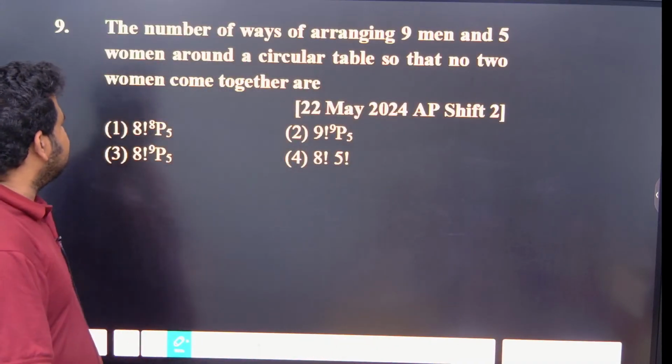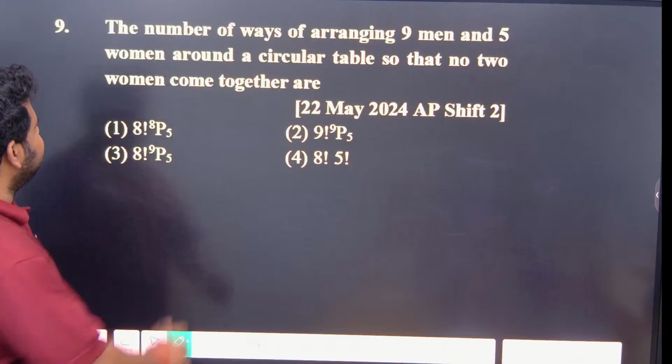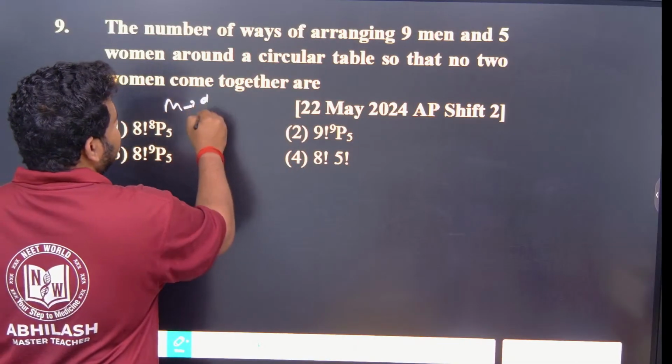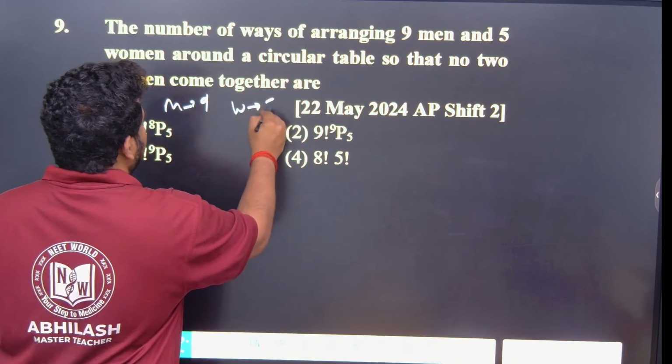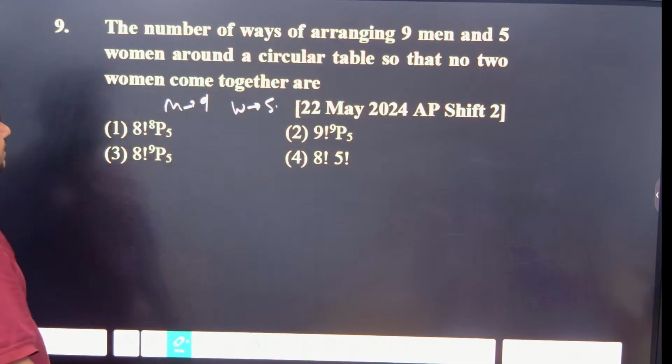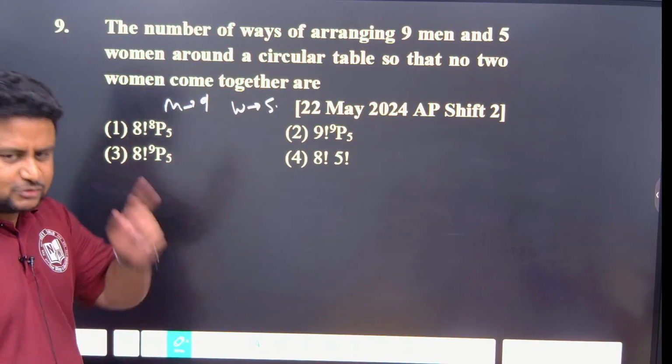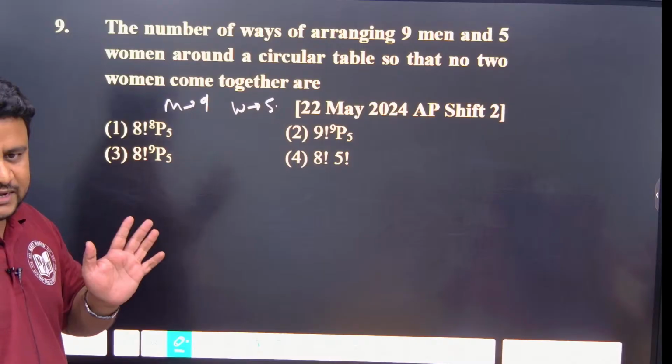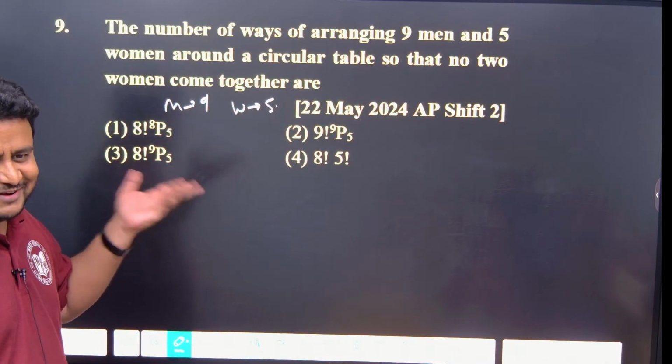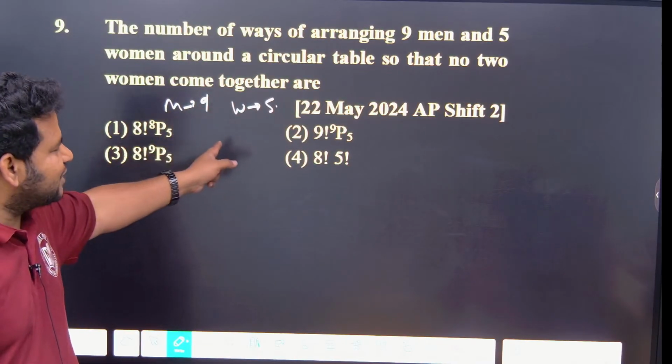See here, the number of ways of arranging 9 men, men is 9, women is 5, around a circular table so that no 2 women come together. No 2 women come together means whom should you arrange first? Men you should arrange. So, n factorial ways in linear.